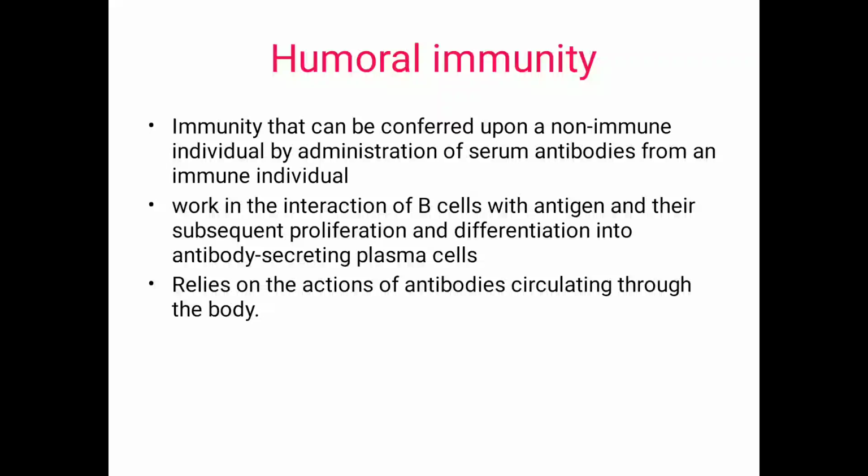The first one is humoral immunity. Humoral immunity can be transferred from an immune individual to a non-immune individual by the administration of serum antibodies. It involves B cells that interact with antigen or pathogen that are freely circulating in the blood, and upon activation these B cells differentiate into memory cells and plasma cells. These plasma cells will produce antibodies. The antibodies function as effectors of the humoral response by binding to antigen and thereby neutralizing it or facilitating its elimination.